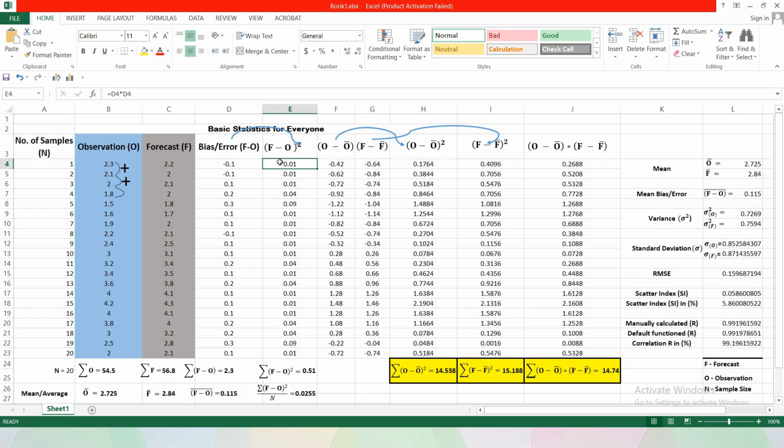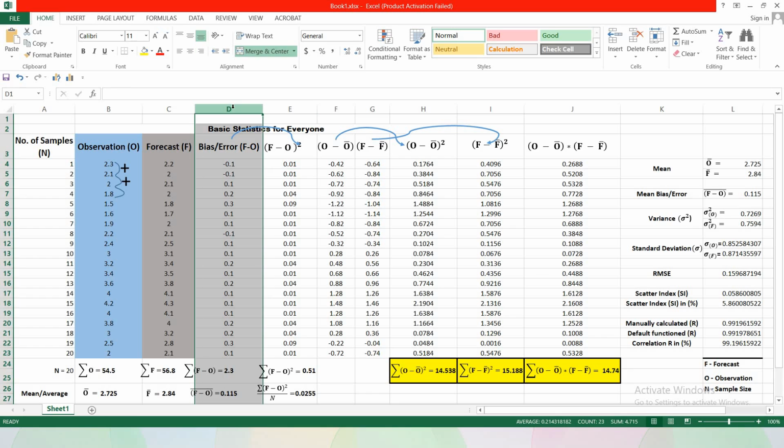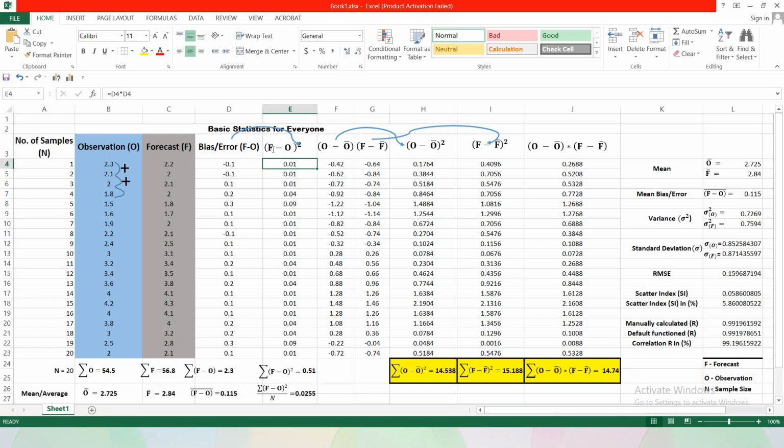And the next column, F minus O squared, is just the square of F minus O, that is the square of column D. So we can call it the squared difference between the forecast and observation.